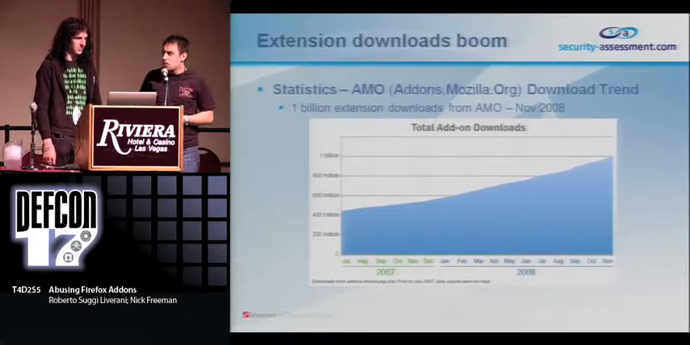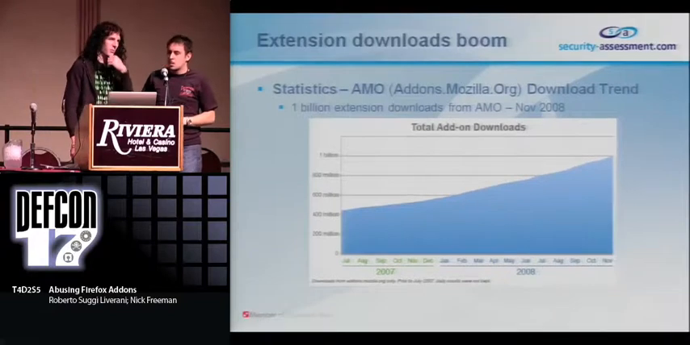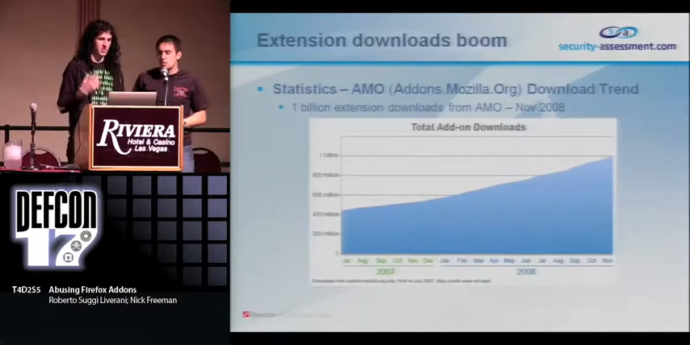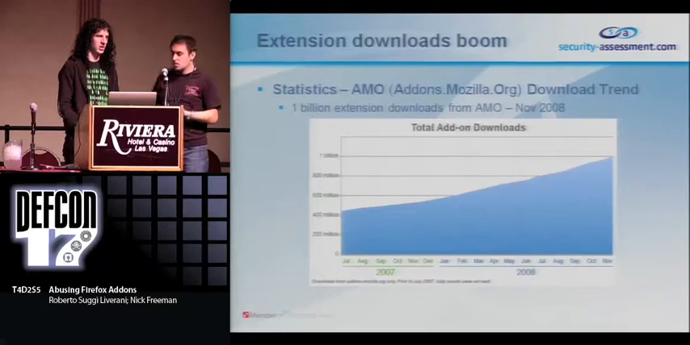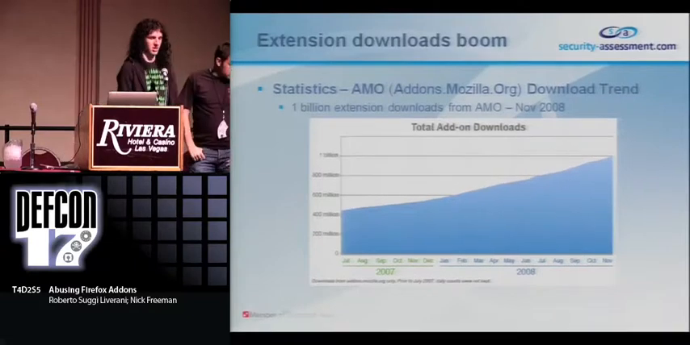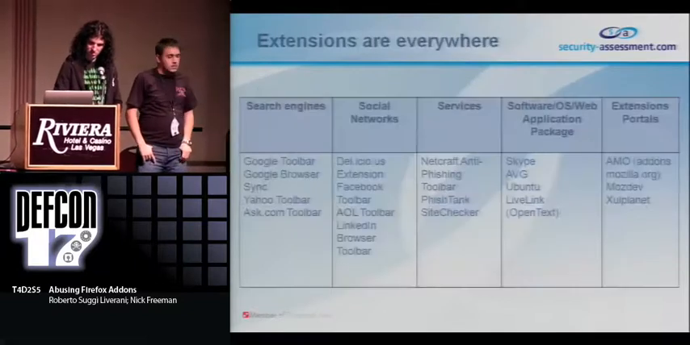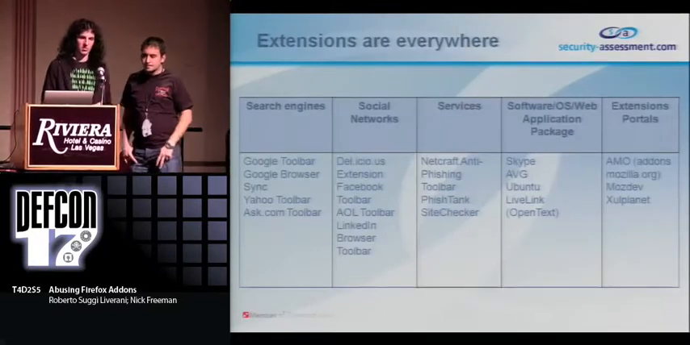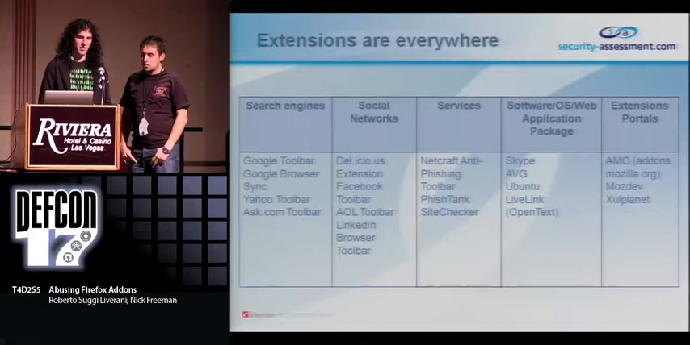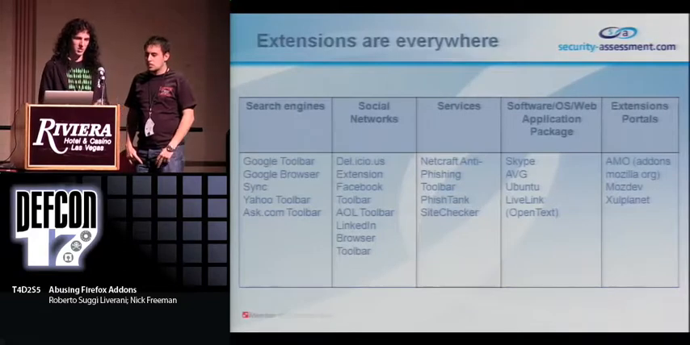I don't know how much it is now, Nick. I think it's up to about 1.5 billion now. They actually keep it on the side all the time now. But this doesn't include any of the extra add-ons you can get from software packages, which we're going to discuss in this slide here. So you can get them from things like Skype or AVG or social networks as well.